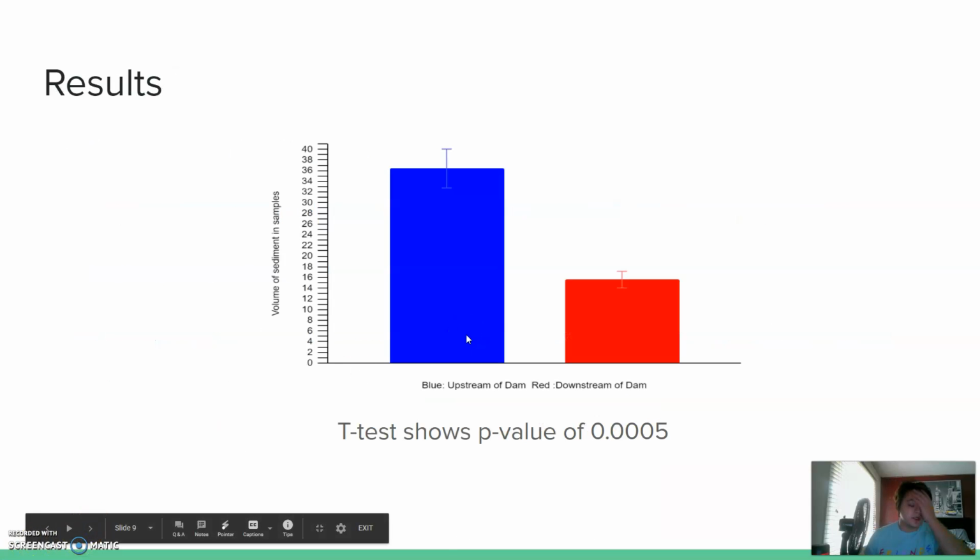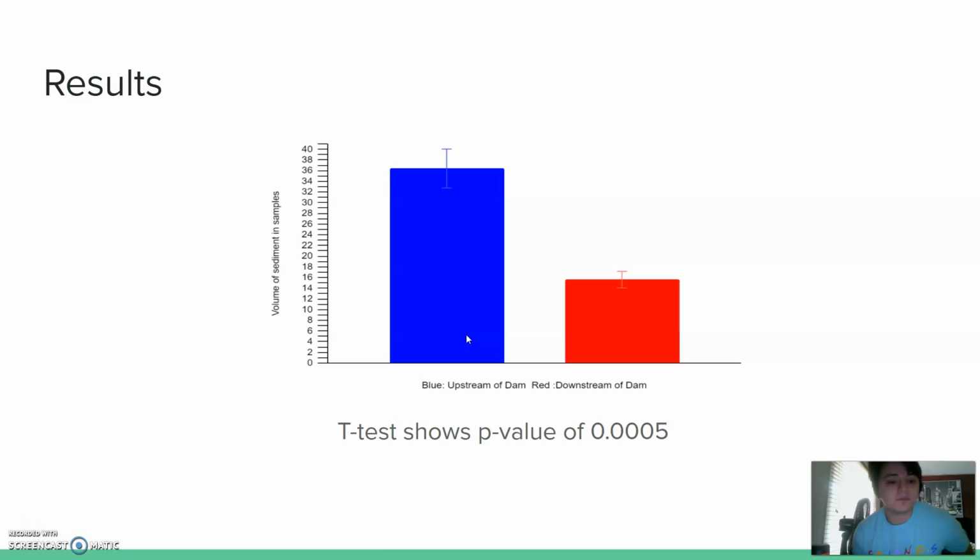And this is the results I was able to see. This is just for the volume of the sediment in the samples itself. We can see from the blue, which is upstream of the dam, there's already a higher average amount of sediment in the upstream part than in the downstream.